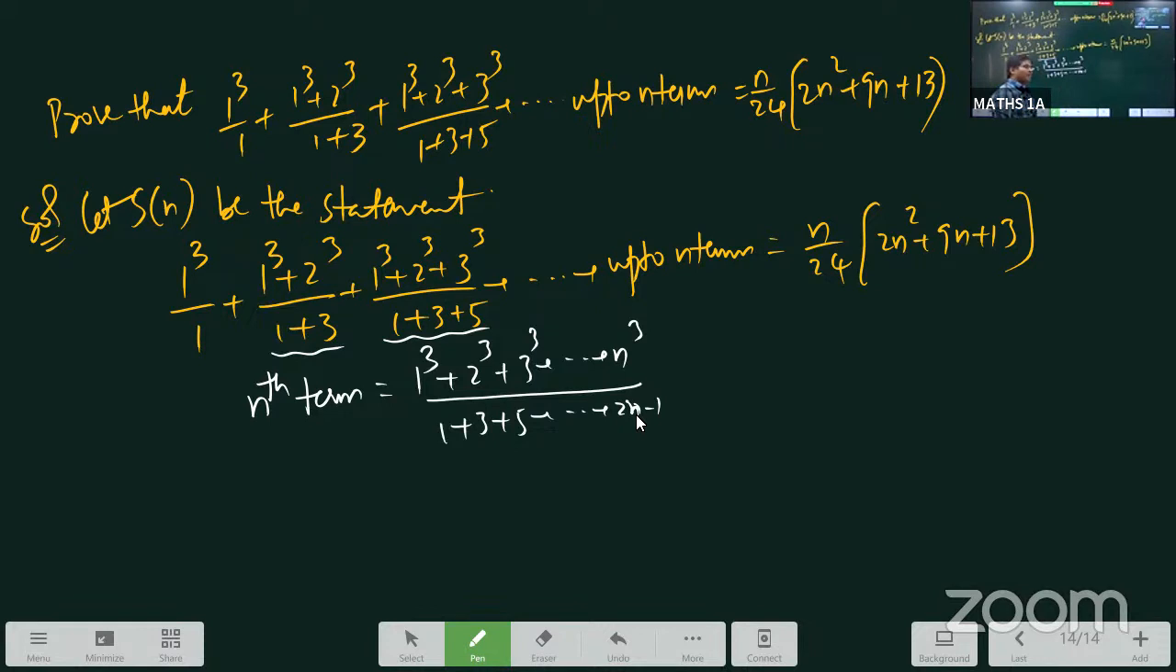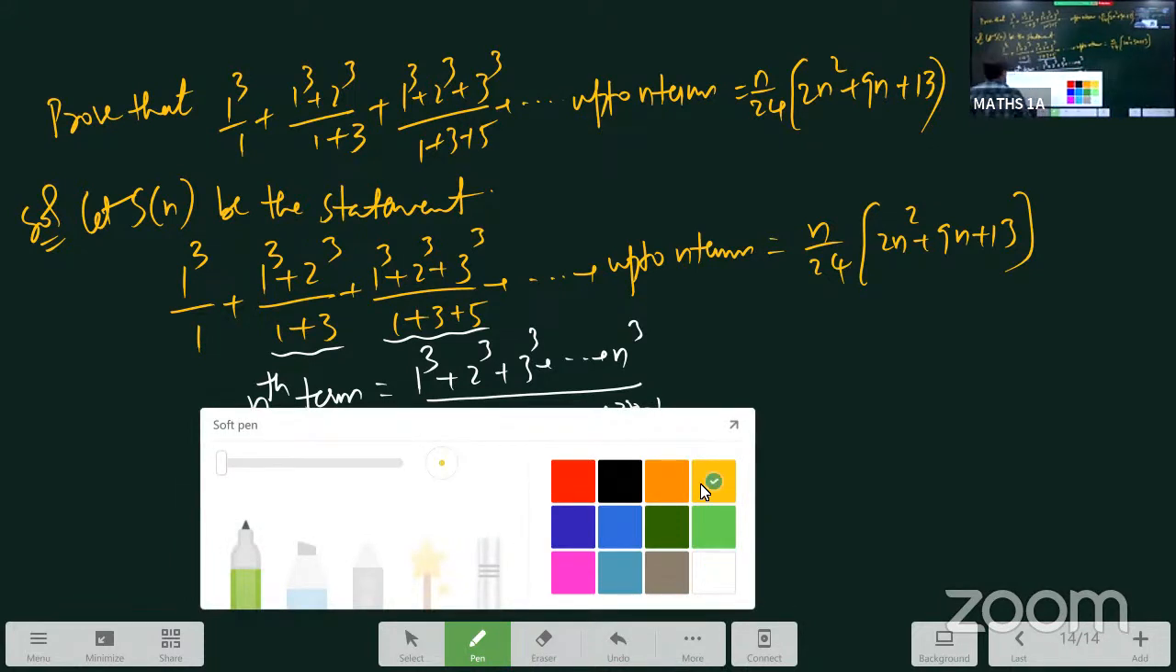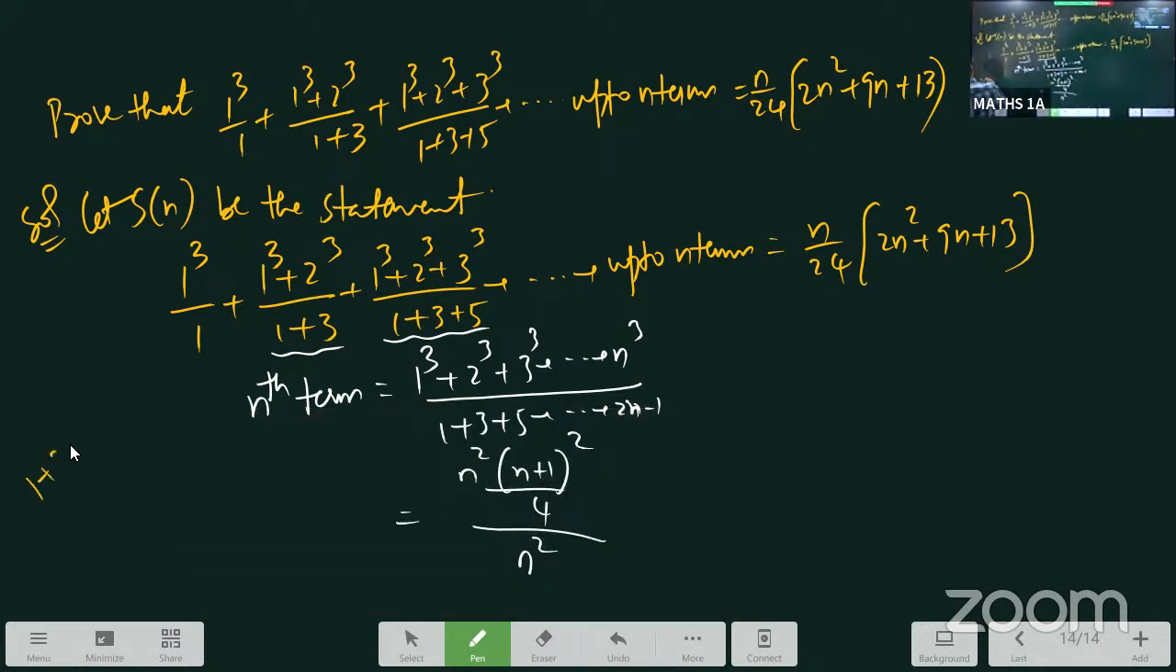Out of 10, 5 will be odd, 5 will be even. Same way, out of 2n, n will be even, n will be odd. So what is the last odd number? 2n is even, 2n minus 1 will be odd. Now, sum of the cubes of first n natural numbers is nothing but n square into n plus 1 whole square by 4. Sum of the first n odd natural numbers, please remember the formula, it is n square. That is 1 plus 3 plus 5 plus so on plus 2n minus 1 is n square.